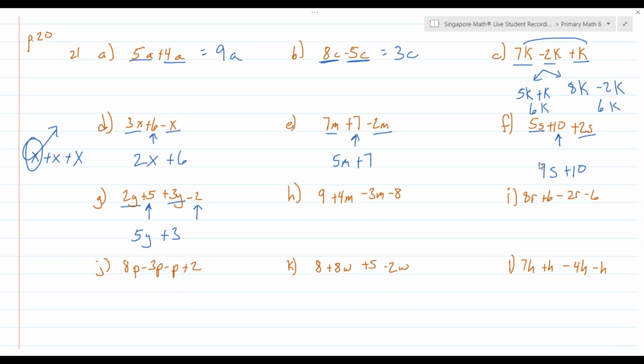On the next one, I have a 9 plus 4m minus 3m minus 8. It doesn't matter, by the way, which one you put first. We generally put the variable in front and the number second. It's not a big deal. But 4m minus 3m is 1m. And if you want to write the 1, that's okay. You don't have to write the 1. 9 minus 8 is 1. So we could write 1 plus m, 1 plus 1m, 1m plus 1, or m plus 1.